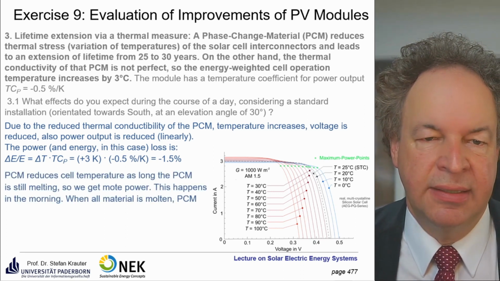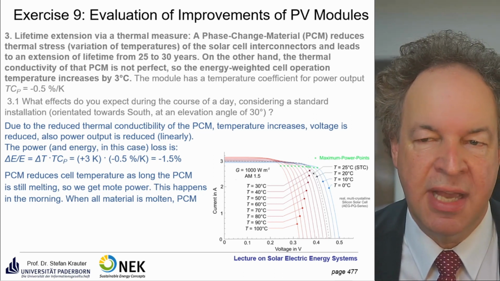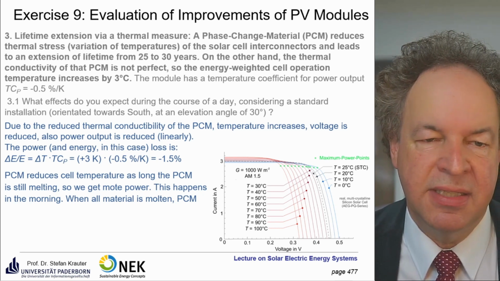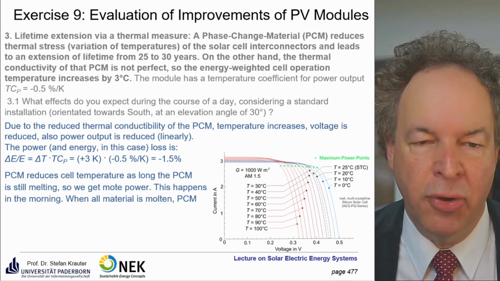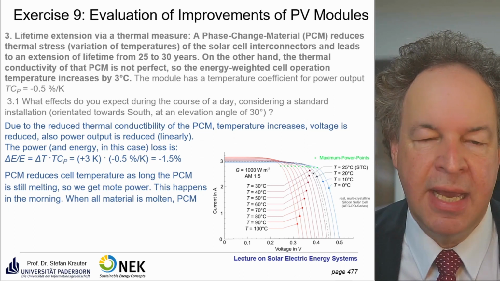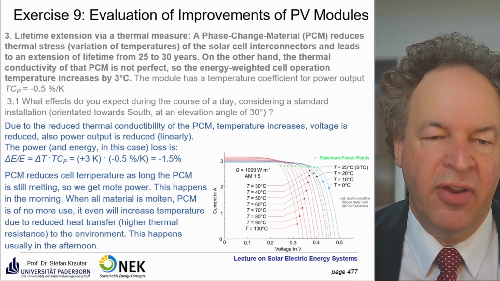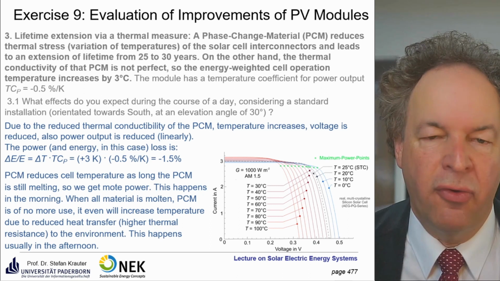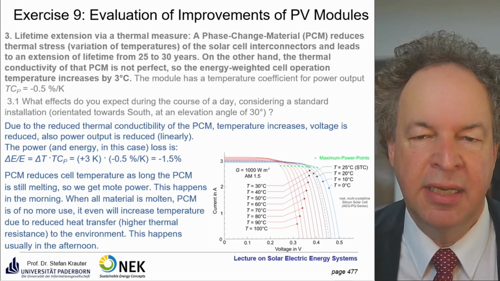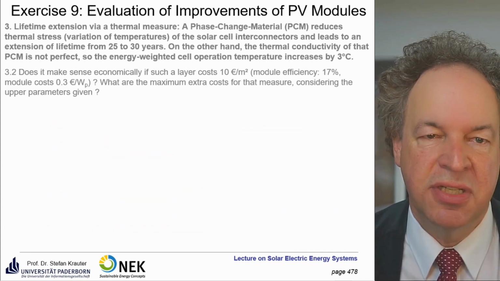But there's an explanation for it, which I'll come to a little bit later, and I'll show you an example. The PCM reduces cell temperature as long as the PCM is still melting, so we get more power in the morning, but in the midday and afternoon all material is molten, and the PCM is not of any more use. We only have the effect of a reduced heat transfer because we have a higher thermal resistance, and therefore altogether we have a decrease in power generation.